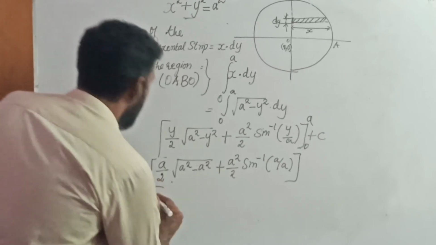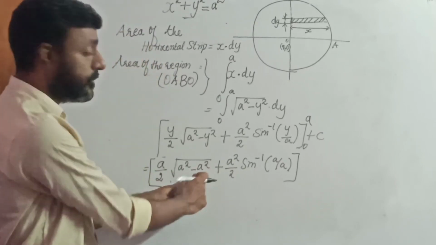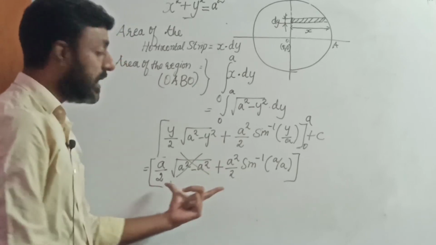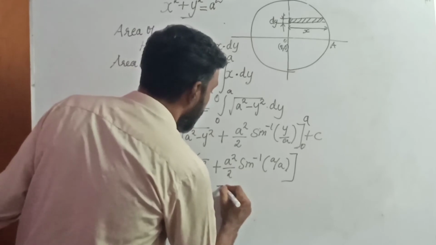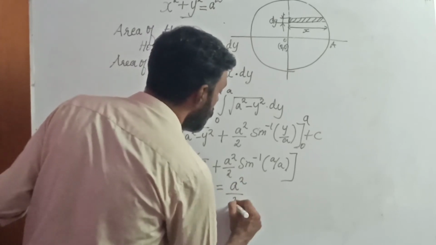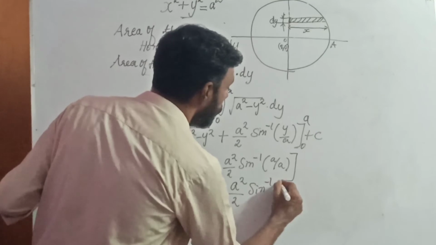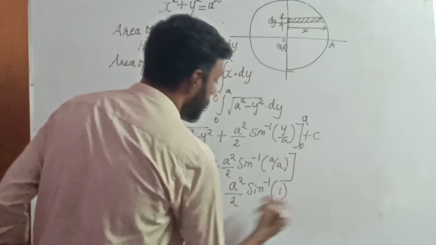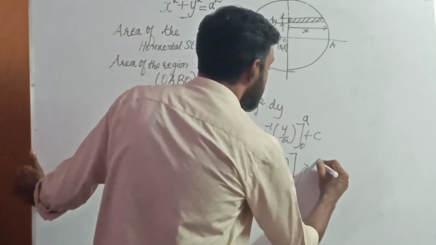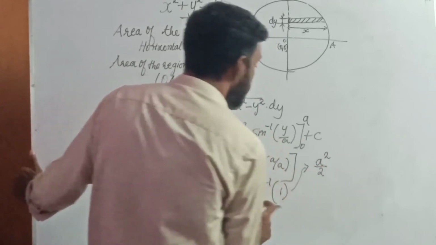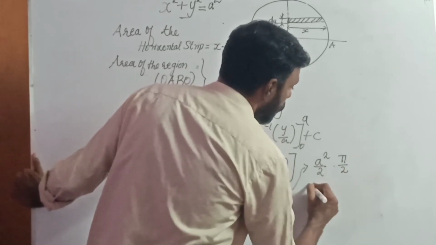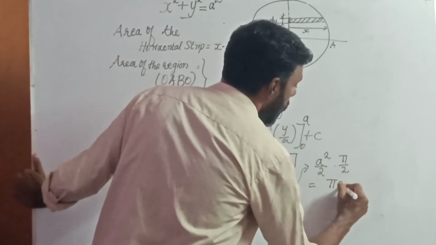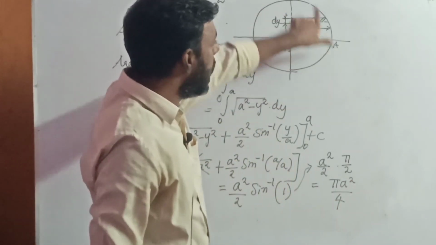Now a squared minus a squared is 0, so I'm not considering that part. I'm considering only this one. That will be a squared divided by 2 sine inverse of a by a, which is 1. So a squared divided by 2 sine inverse of 1, which is pi by 2, so pi divided by 2. Therefore, the answer is pi into a squared by 4. That is for the region OABO.